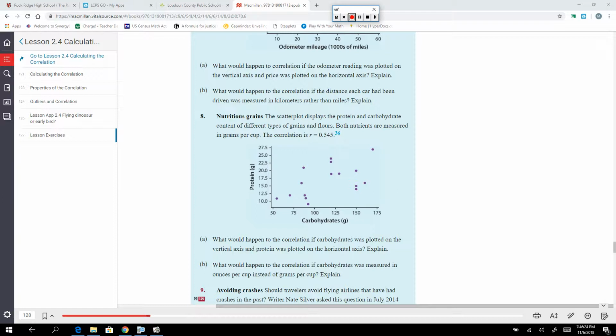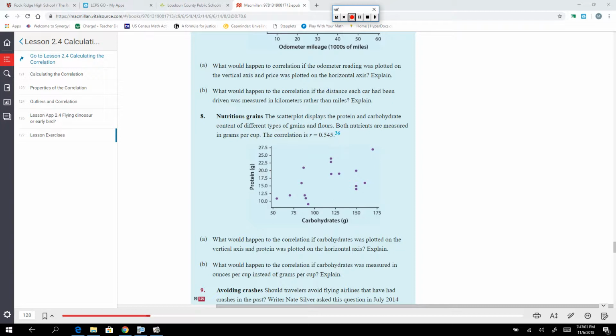Exercise 8 talks about nutritious grains, and as we look at this data, a lot of different grains and flours are plotted on this scatter plot, and the explanatory variable is carbohydrates and the response variable is protein. So depending on how much carbohydrates we have, you can predict how much protein there is. Now, both nutrients are measured in grams per cup, and the correlation that they've calculated for this data is a positive 0.545. The question we're first asked is, what would happen to the correlation if the carbohydrates were plotted on the vertical axis and the protein was plotted on the horizontal axis?